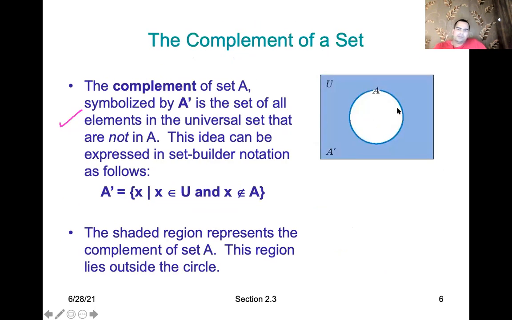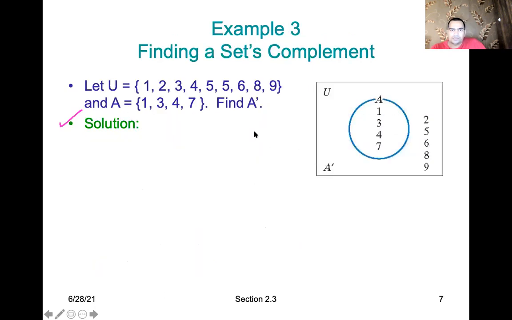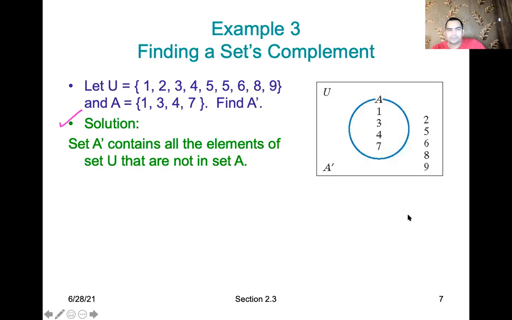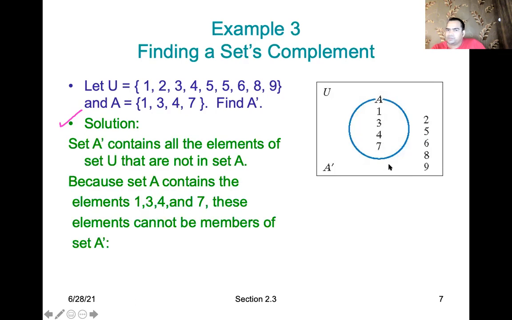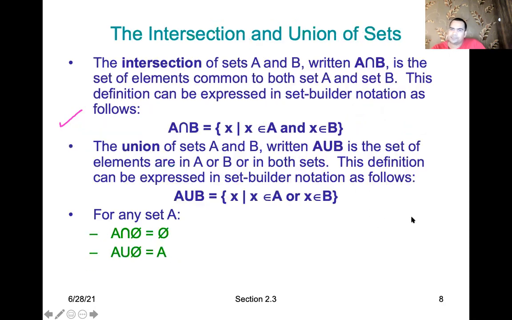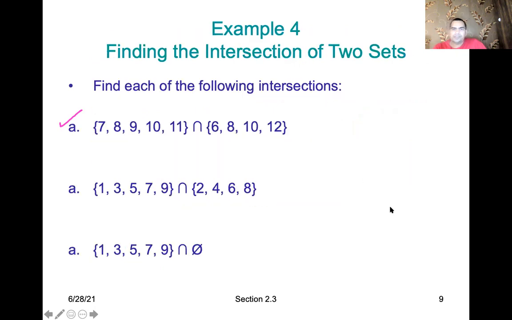Now, coming to the complement, as we discussed, we already have done this. Anything outside the set A will be the complement. So 1, 2, 3, 4 are the set elements, but the rest of them are going to be the complement, which is 2, 5, 6, 8, and 9. So this is fine. Now, there are a couple of examples on intersection of two sets.